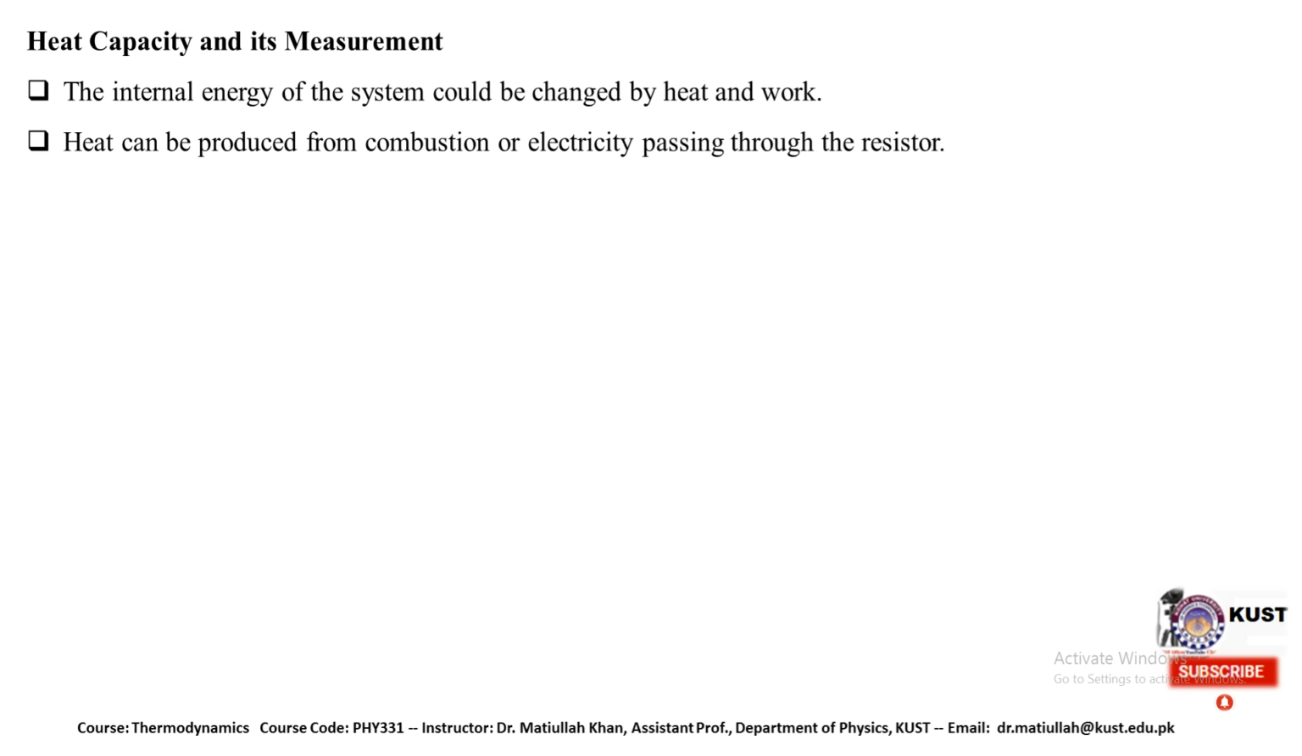In some cases heat is produced from combustion or electricity passing through resistors. We can easily produce heat when there is a combustion process or when electricity is passing through a resistor, because due to resistance some heat is produced. Similarly, work can be produced from falling weights and compressed springs. If a weight is falling, the gravitational potential energy is converted into work done. And if there is a compressed spring, the energy that was used to compress the spring is stored in the spring, and it is restored when the spring is allowed to move.